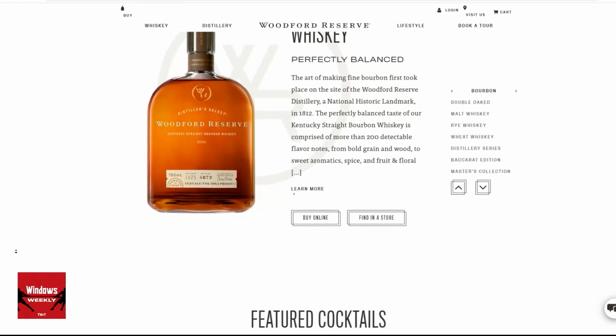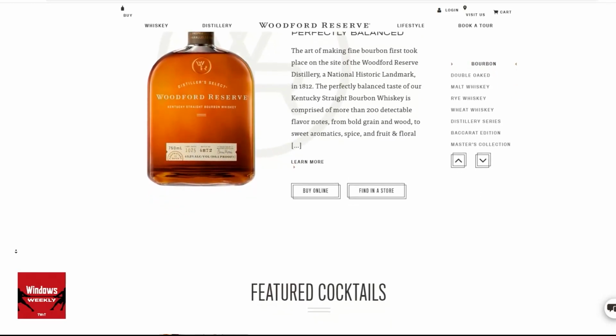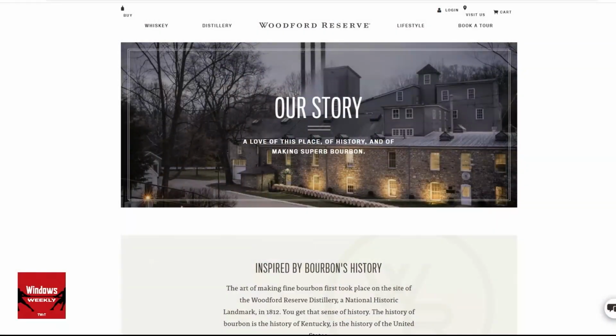The mash bill in their standard Woodford edition is 72% corn, 18% rye, 10% barley. They ferment in 7,500 gallon cypress vats. They run about a 5 to 7 day fermentation. They use very little sour mash, typically as low as 1%, 1 or 2% at all. And unlike virtually any other distillery in the U.S., they use only pot stills, and they triple pot still distill.